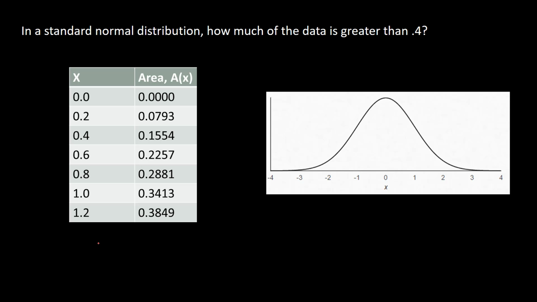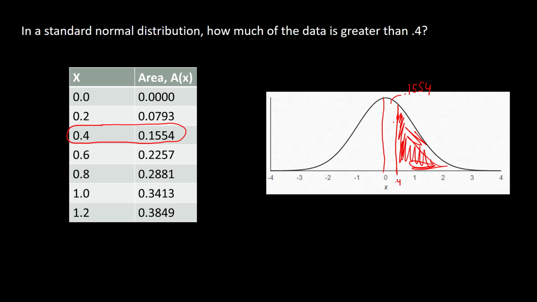Another question that could be asked is how much of the data is greater than 0.4. So 0.4 is approximately right here. And how much of the data is greater than that? So we want the area from here and then everything off to the right. We don't know the area yet based off the table, because if we look at 0.4, the area 0.1554 finds me the area between 0.4 and 0, which would be right in there.